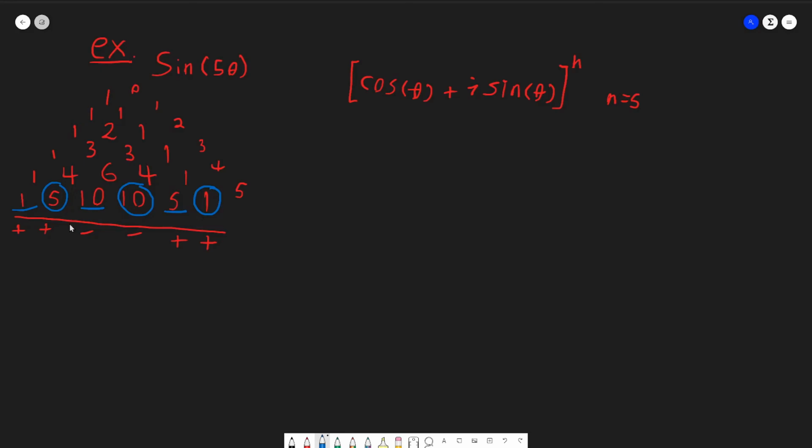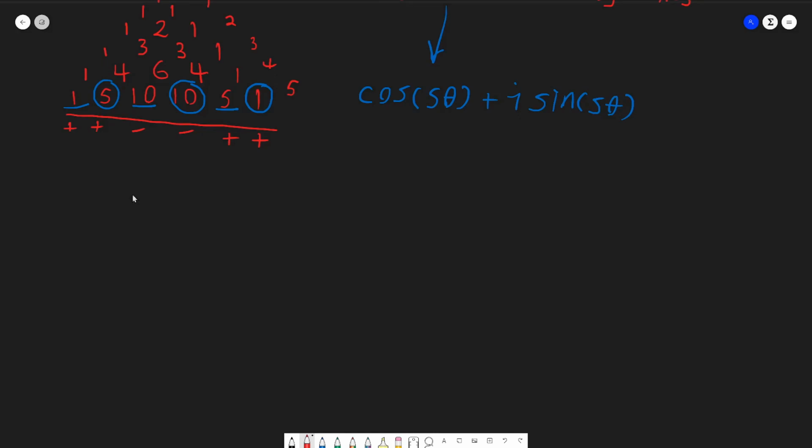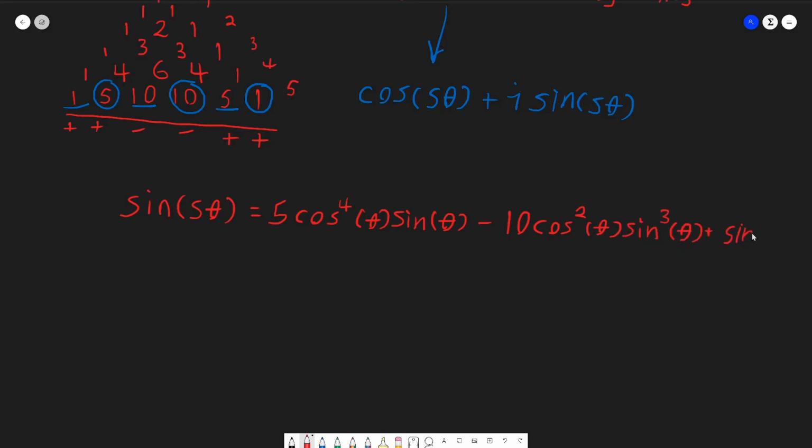And the reason why we only include these alternating terms is because if we use DeMoivre's theorem here, this becomes cosine 5 theta plus i sine 5 theta. You'll remember we only would then include the imaginary part of the result when we FOIL this out when n is equal to 5. We're equating the imaginary parts, then sine of 5 theta is equal to, by the binomial theorem, 5 cosine to the 4th theta sine theta minus 10 cosine squared theta sine cubed theta plus sine to the 5th. That is in fact the identity for sine of 5 theta.